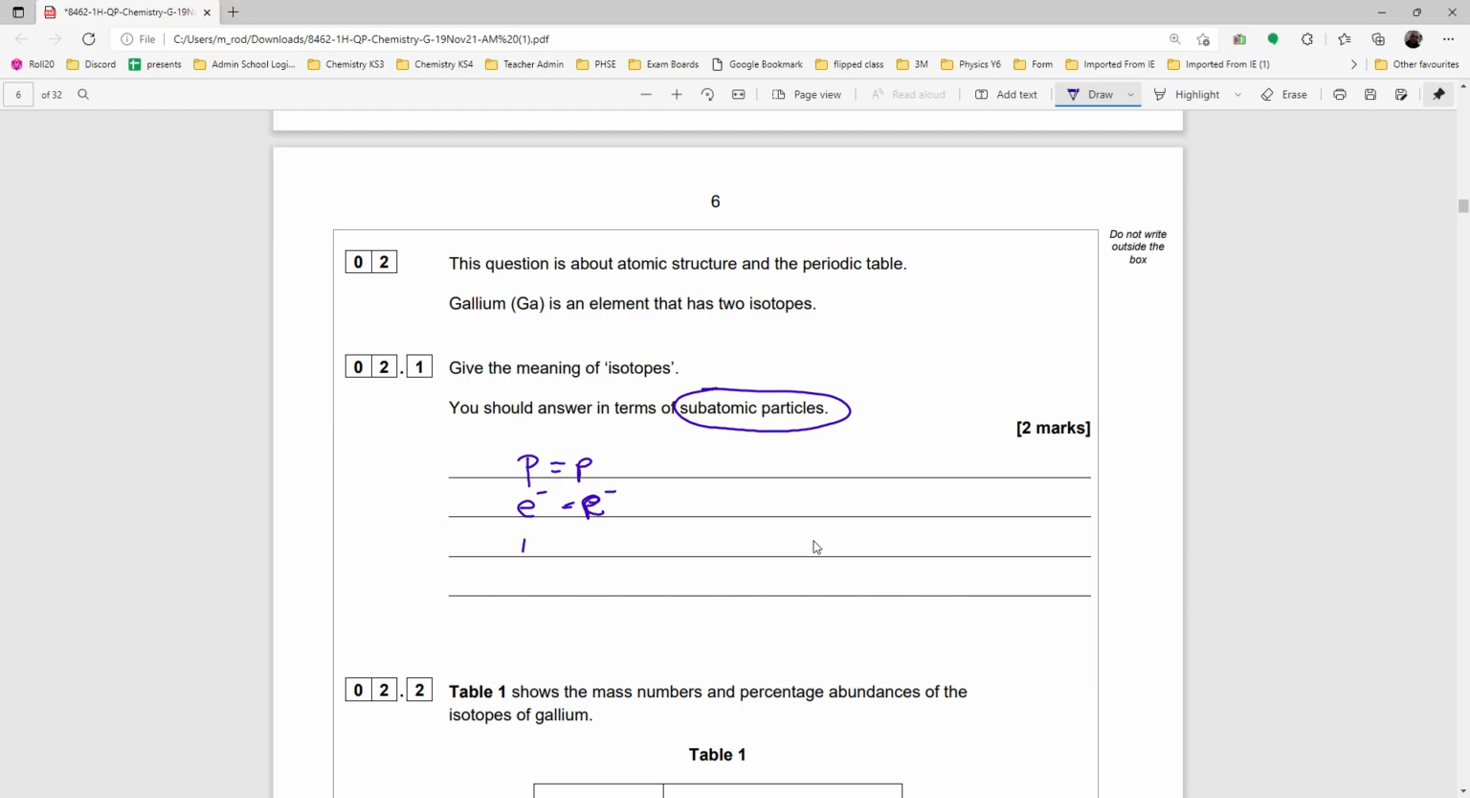But the thing that's going to be different is that the neutron number will not be the same. And if the neutron number is not the same, I'd like to remember that the atomic mass is going to be equal to the protons plus neutrons, and if the neutron number differs, then the atomic mass will also differ between isotopes.